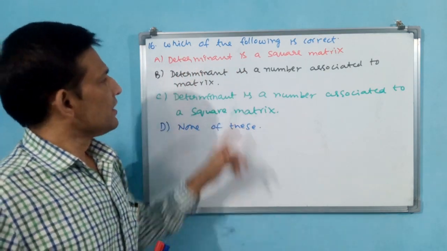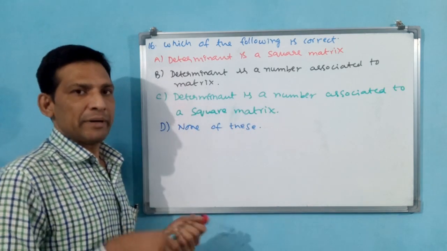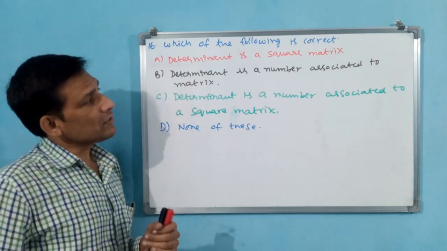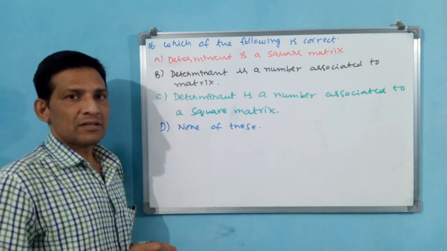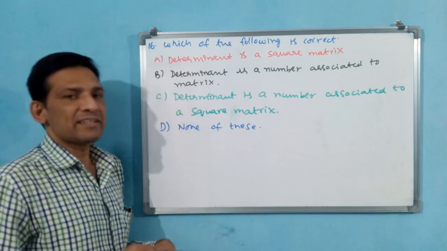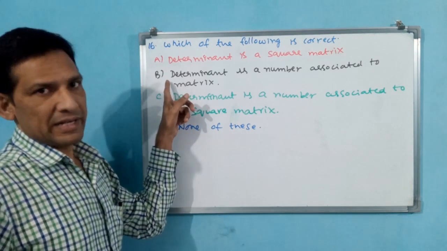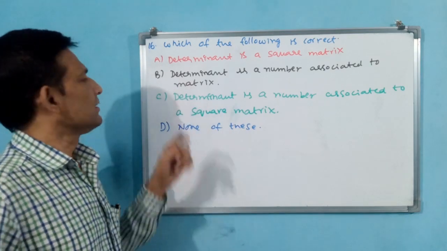You see for B, determinant is a number associated to a matrix. A little bit correct, but not exactly correct. Here he is telling that it is associated to a matrix only, but what is that matrix? Not all matrices are associated with a determinant. Only square matrices are associated with a determinant. That means this is partially correct, not fully correct. This also you need not consider.